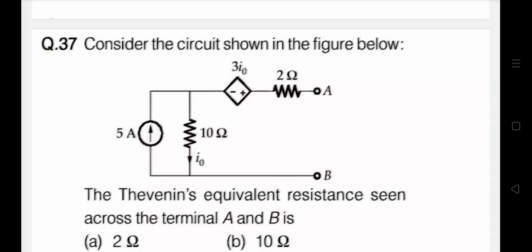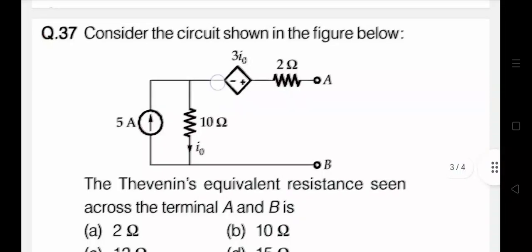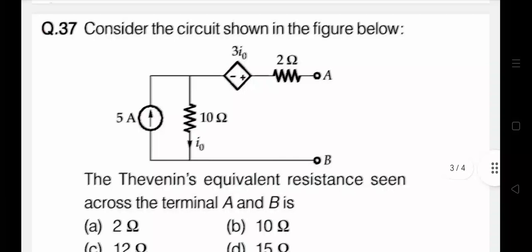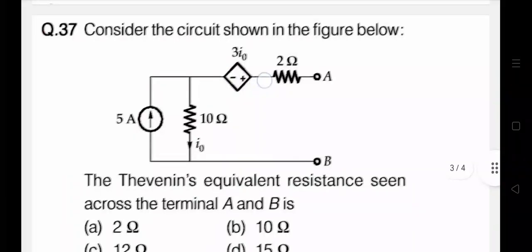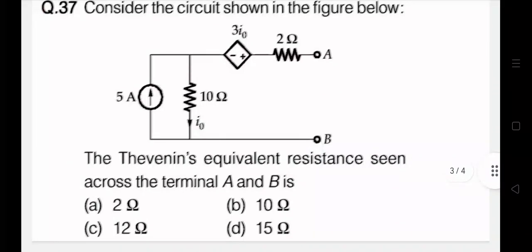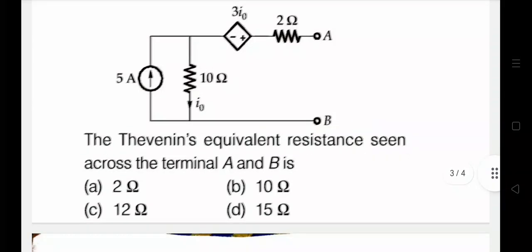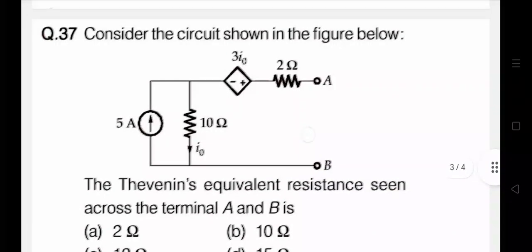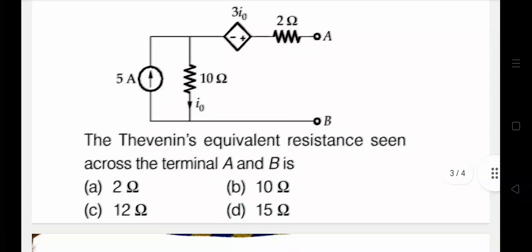For such questions, we can see a dependent source here. 3I0 is a dependent source. How can we say it is a current dependent voltage source? In some other video also we have discussed the types of dependent sources, and this similar question we have discussed in problem number 34. And here again, let's do how to find the Thevenin's equivalent resistance.